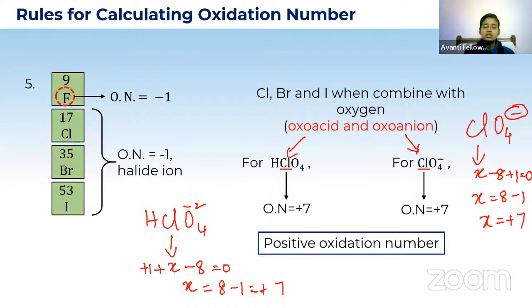You know why? Oxygen is more electronegative compared to chlorine, bromine, iodine. The most electronegative element is fluorine. Second is oxygen. Third are nitrogen and chlorine. So if chlorine or bromine or iodine is bonded with a more electronegative element like oxygen, they will get a positive oxidation number obviously. Clear? Are you all able to understand? Shall we go for the next rule?